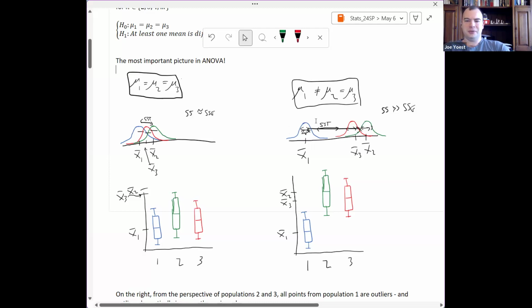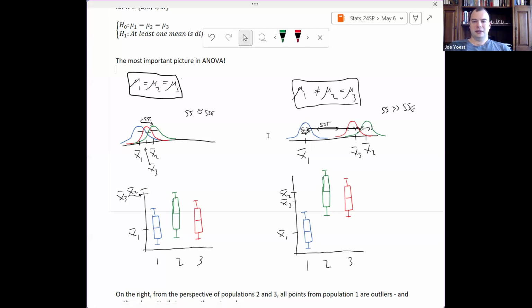Now let's consider a situation on the right over here where we have one mean, mu1, that is different from the other two. So mu2 and mu3 are the same, but mu1 is different. So mu1 is way to the left of mu2 and mu3, and therefore x bar 1 is way to the left of x bar 2 and x bar 3. That's what we would expect to see from the data.